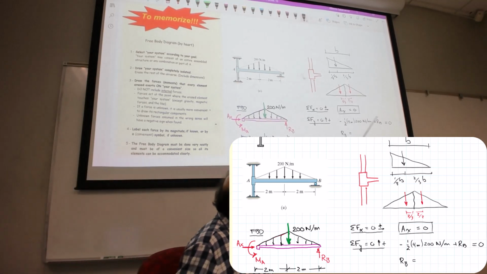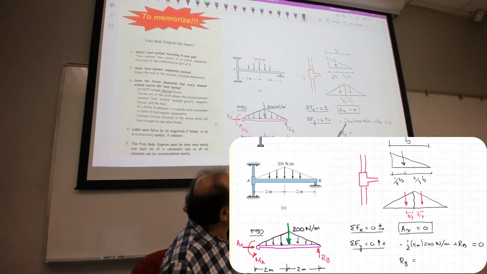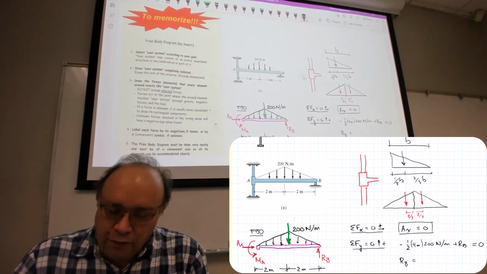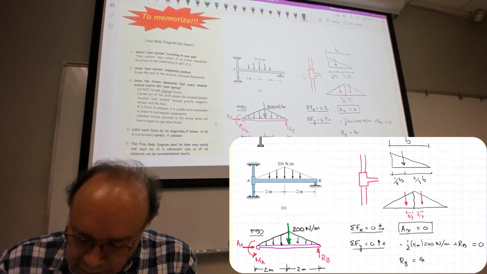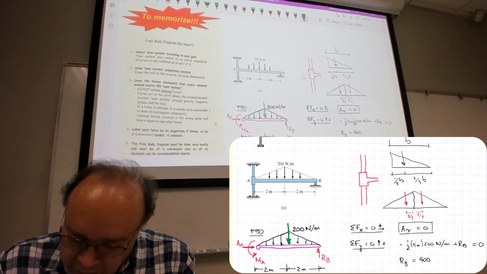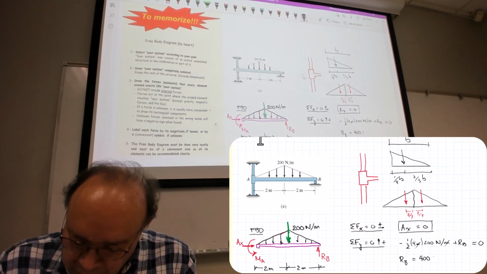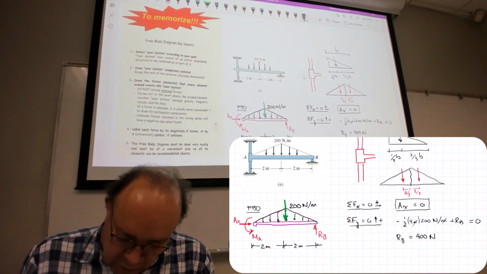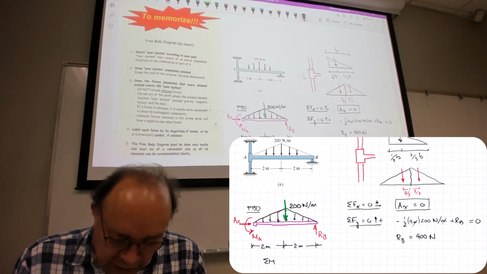Minus something goes positive to the other side of the equation. So this is 400 newtons. This meter goes with the meter, so 400 newtons. Okay, now summation of moments. Let's put it here. Summation of moments about.